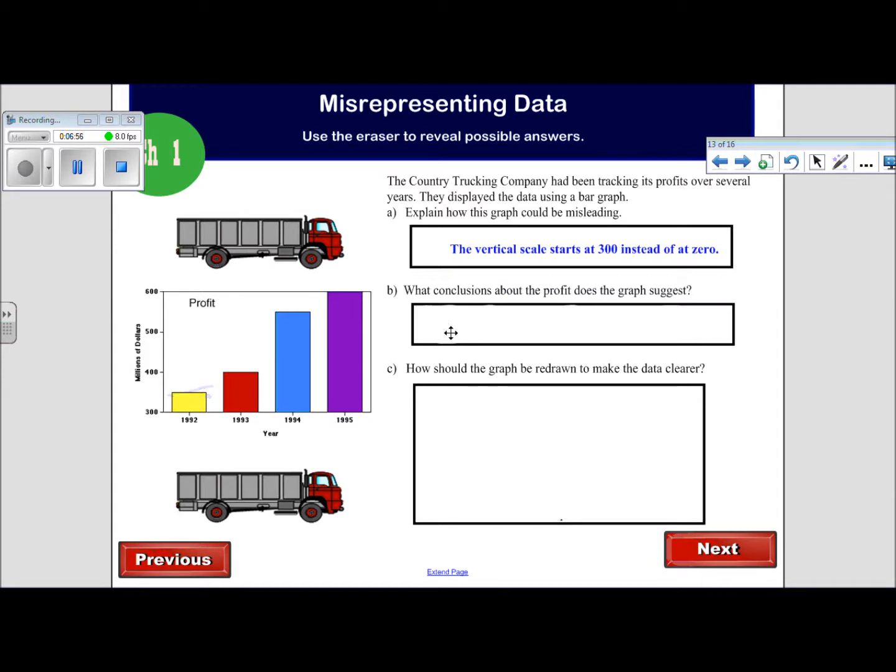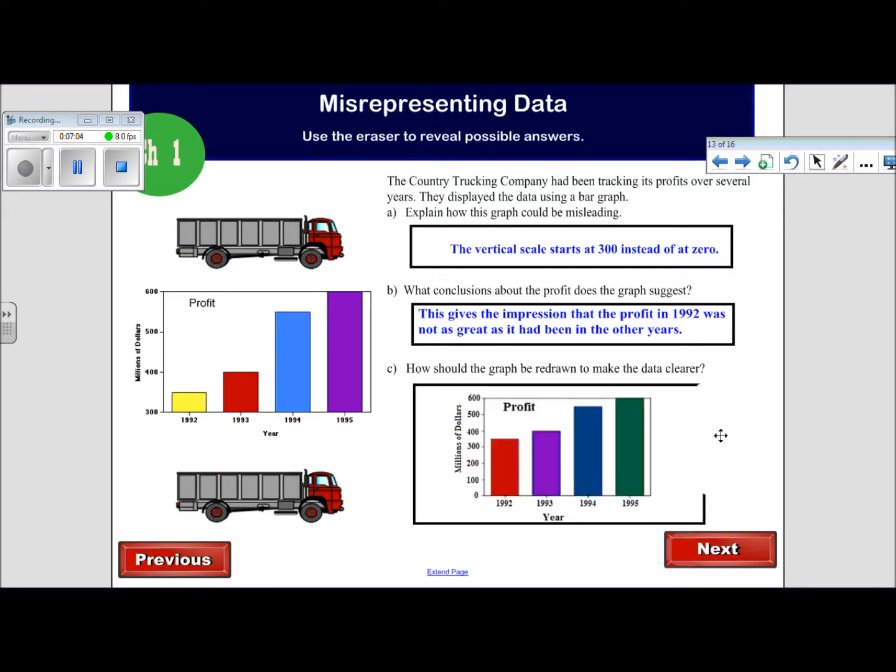What conclusion about the profits does the graph suggest? It gives me the impression that the profit in 92 was not as great as it had been in other years. This is what the graph should look like. We can see it's now a much less steep line than the one before, and that's why it's an accurate representation, because it shows the whole graph.